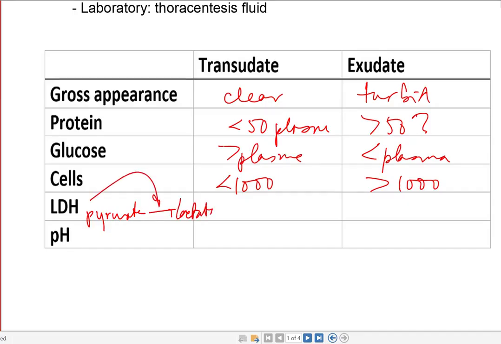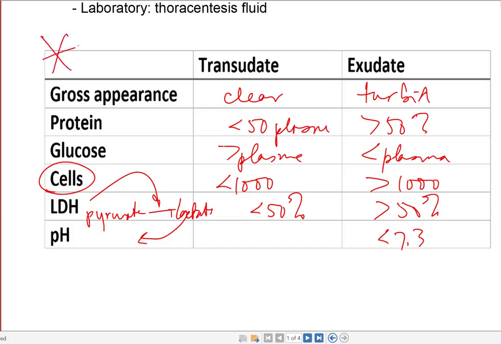So looking at LDH is just really a measure of whether you have a lot of cells present or not. So in transudates with few cells, it's going to be less than 50% of the plasma, while in exudates, it's going to be more than 50% of the plasma. And then pH is really going to be a measure of lactate. So we're going to find acidosis in exudates.